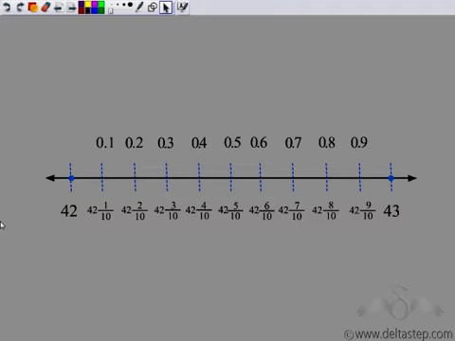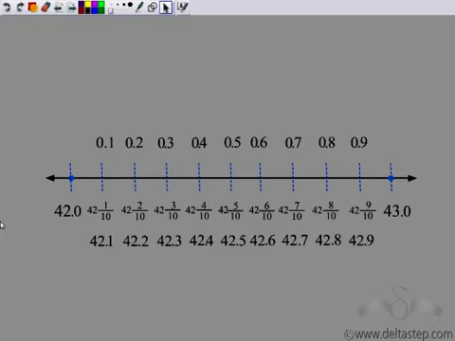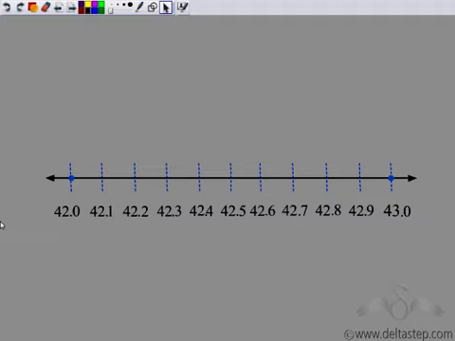Further, this is 42 plus 1 by 10, which is 42 plus 0.1. So this is 42.1 and so on. I can have 42.2, 42.3 till 42.9. So now these integers are 42.0 and 43.0. Now I can replace all these mixed numbers by decimal numbers which have one digit after the decimal.